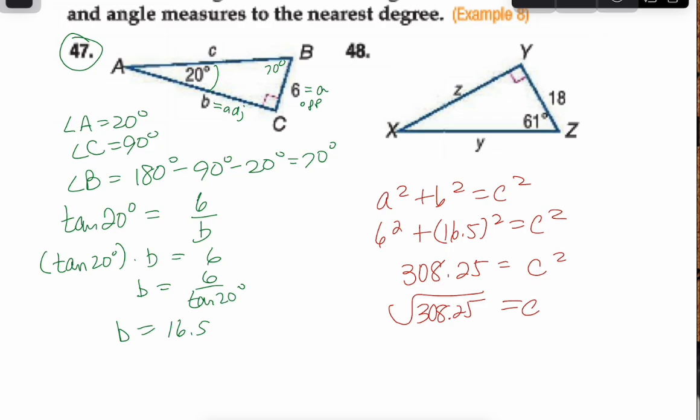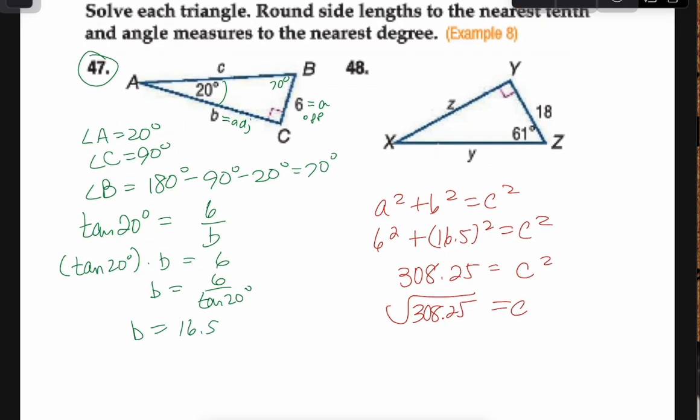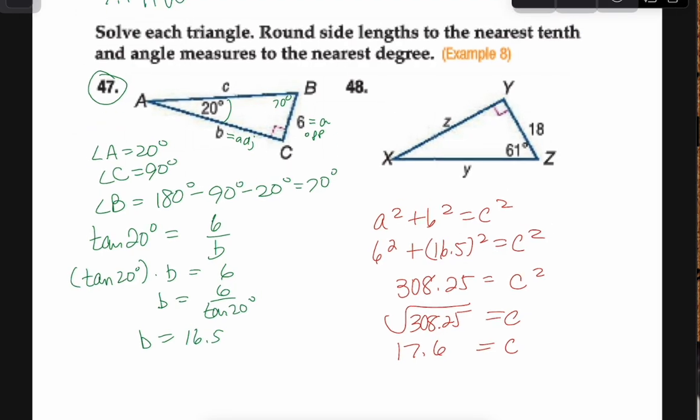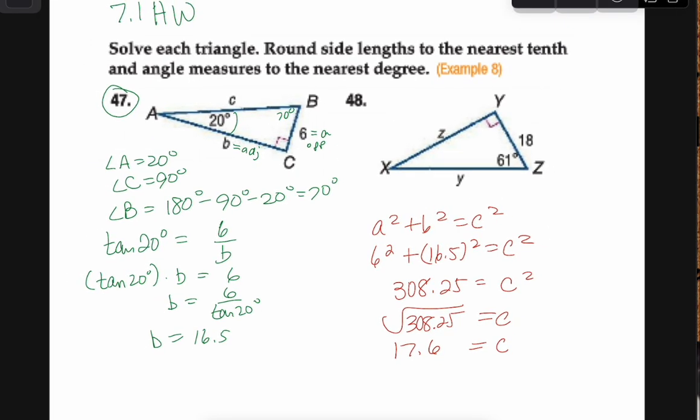And we should expect a number larger than 6 and larger than 16.5, since our hypotenuse should always be the longest side. So c, when rounded to the nearest tenth, is 17.6. Okay, and then just glance through when they say to solve the triangle like they have here. Do I know all 3 angles? Yes. Do I know all 3 sides? Yes. Okay, then you know you're done.